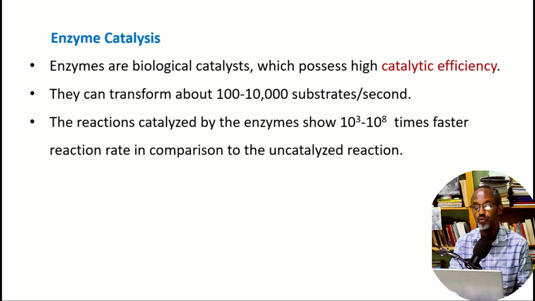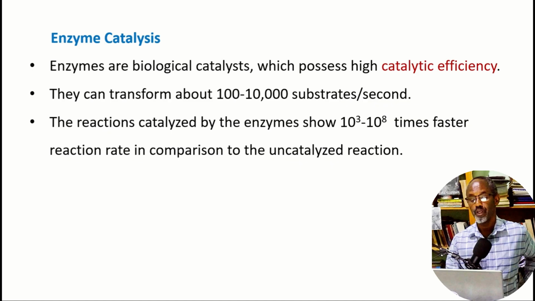And the reactions catalyzed by the enzymes show 10 raised to 3 to 10 raised to 8 times faster reaction rate in comparison to the uncatalyzed reaction. You see, when there is a catalyst enzyme, the rate is increased by at least 1,000 times, or at most 10 raised to 8, that is 100 million times faster.